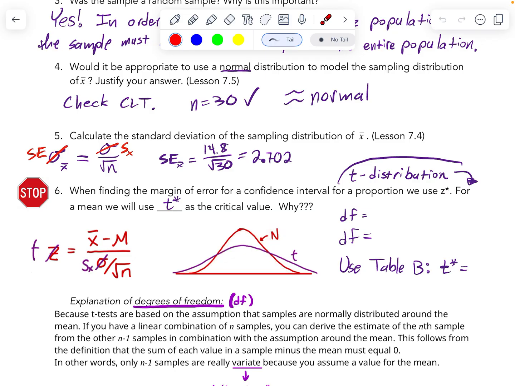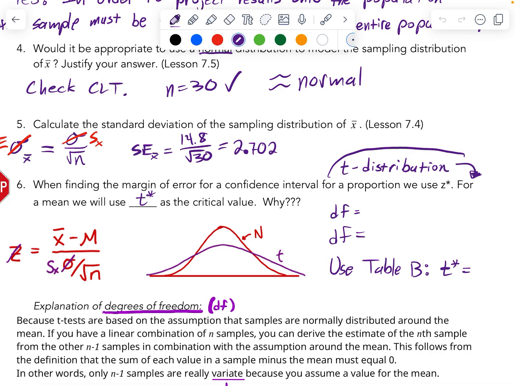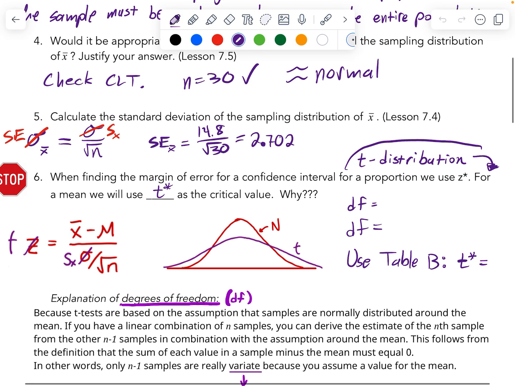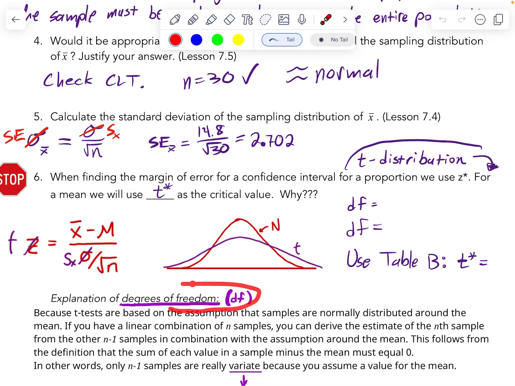So we have a sliding scale, essentially, of how well the t distribution fits the normal curve based on our sample size. And there's a new term called degrees of freedom, which is df. It is easy to calculate. It's just n minus 1. So your sample size is 30. When you subtract 1, you get 29.